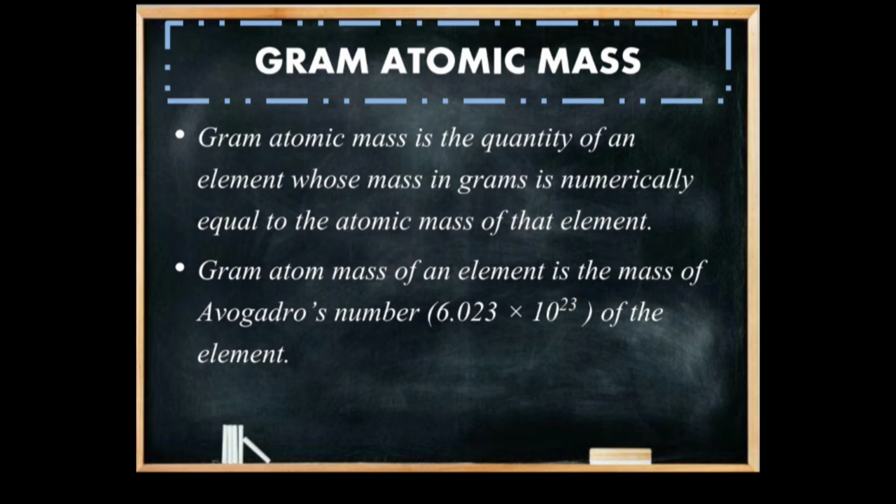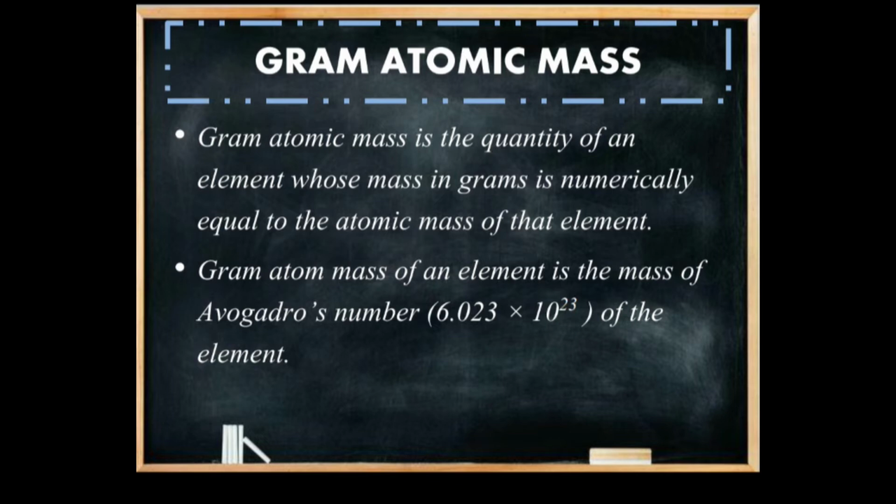For example, the atomic mass of hydrogen is 1.008 AMU. When it is expressed as gram atomic mass, it can be written as 1.008 gram. But while talking about actual mass, the actual mass of hydrogen is 1.67 into 10 to the power minus 24 gram. So, actual mass and gram atomic mass are different from each other.